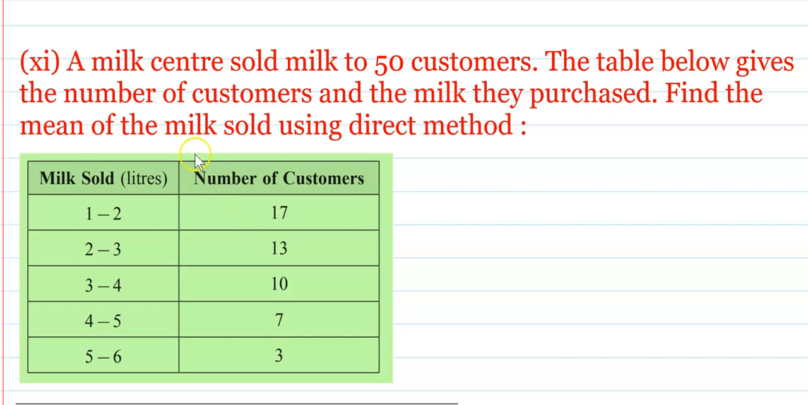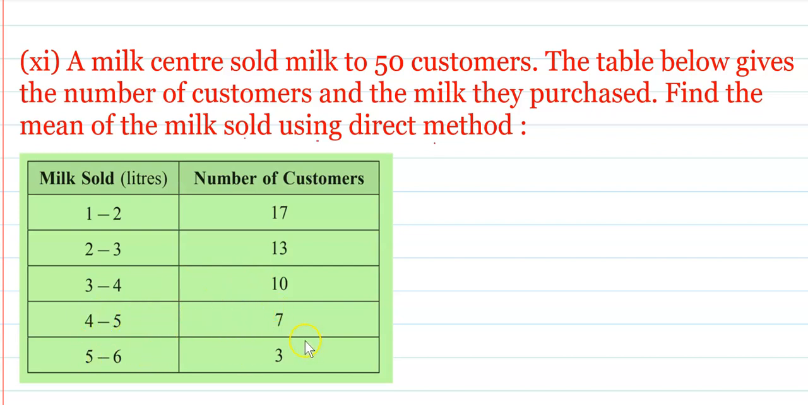Okay. Now the next question. A milk center sold milk to 50 customers. The table below gives the number of customers and the milk they purchased. Find the mean of the milk sold using direct method. Milk sold in liters, 1 to 2 liters, number of customers 17; 2 to 3, 13; 3 to 4, 10; 4 to 5, 7; 5 to 6, 3.